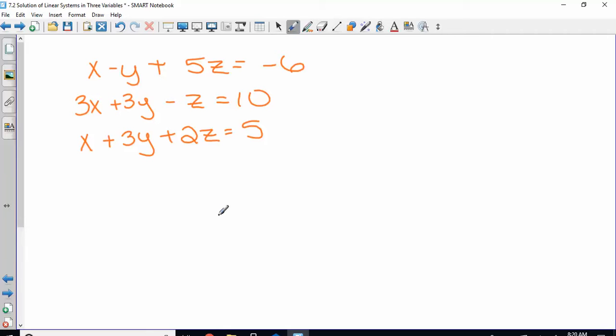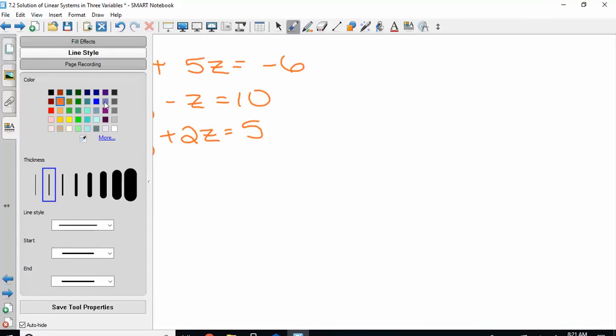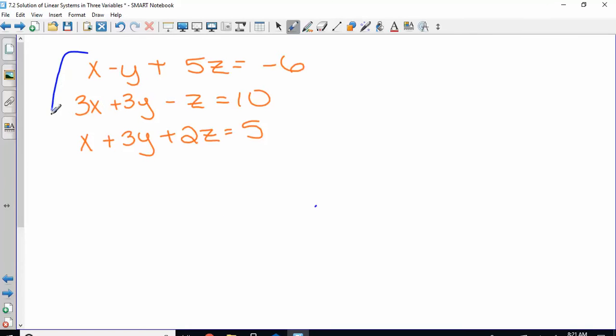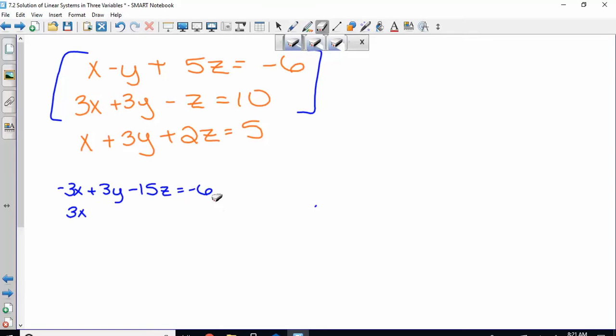Pick a variable. What do you want to eliminate? X? Okay. So let's take the first two equations to start. If I want to eliminate the x in those first two equations, what would you have to do? Top one times negative 3. So that would give me a negative 3x plus a 3y minus a 15z equals negative 6. Sorry. I don't know why I keep doing that today. How about positive 18 there? And we left the second equation alone.